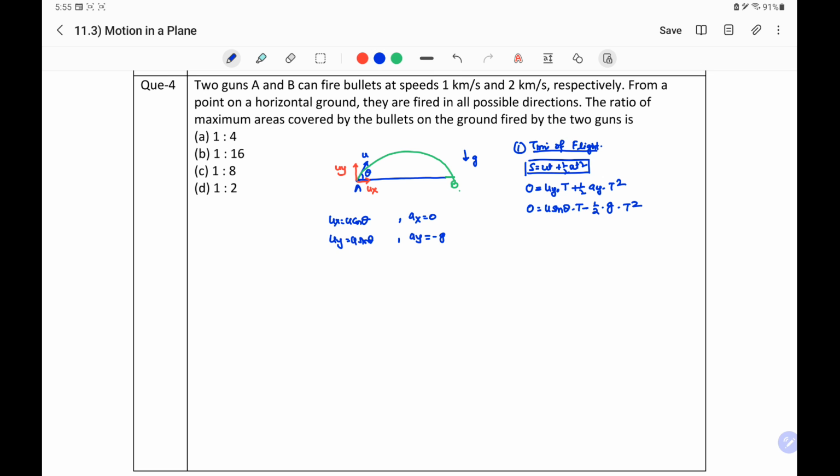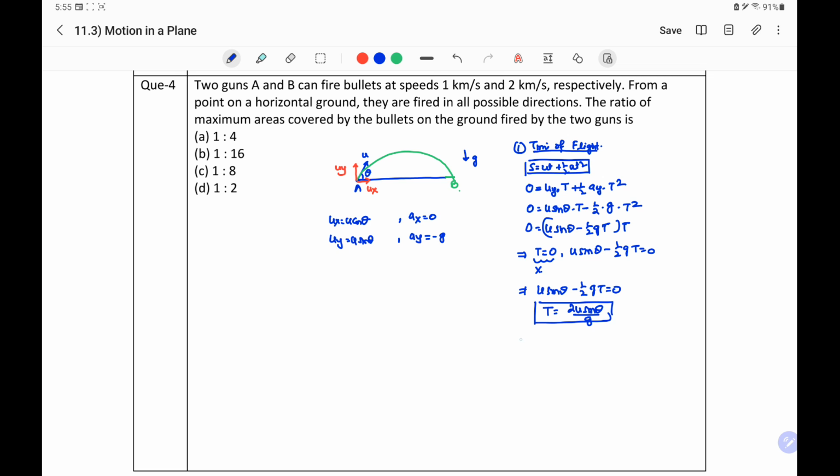Here t is common, so equation will become 0 equal to u sin theta minus half gt into t. This implies that either t equal to 0 or u sin theta minus half gt is equal to 0. This t equal to 0 is not allowed because there will be some time elapsed between point A to B. So we can write u sin theta minus half gt equal to 0 or t will be equal to 2u sin theta by g. This is the formula for time of flight.